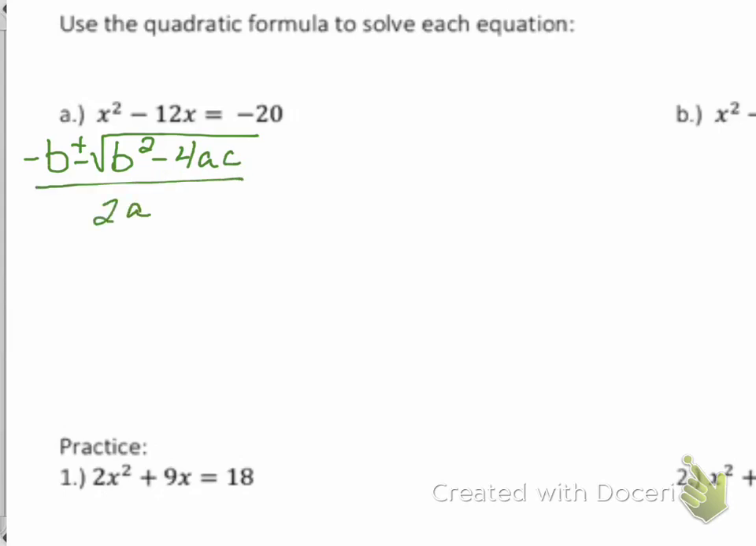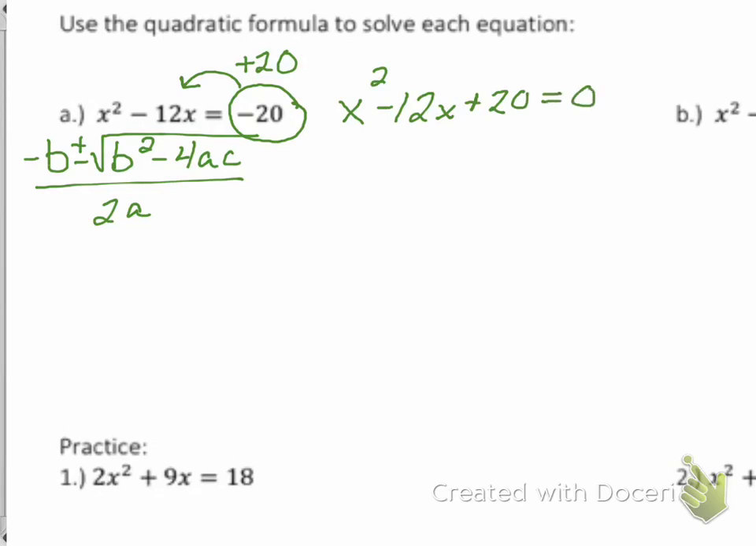Okay, so now that I have the formula, I look at my problem and I see that it's not in standard form. I need to get this set equal to 0, so I see that I've got this negative 20. If I just add it to both sides, it'll move it to the other side. And so then I get x squared minus 12x plus 20 is equal to 0. And remember, a is your coefficient in front of x squared, b is your coefficient in front of x, and c is your constant. So now it's just a matter of plugging in our numbers.